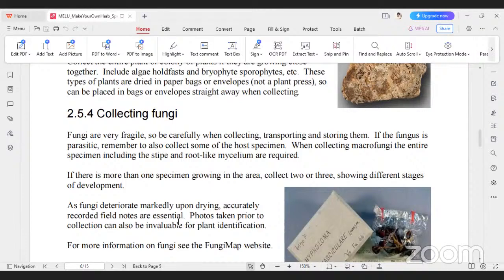Accurately recorded field notes are essential. A photo taken prior to collecting can also be invaluable for plant identification. For more information on fungi, see the fungi section.